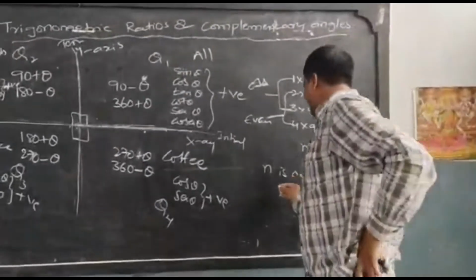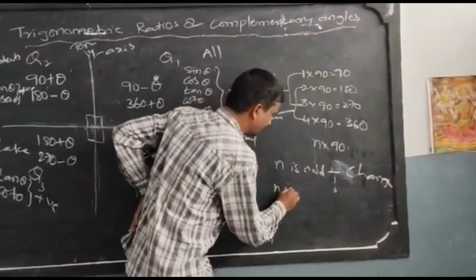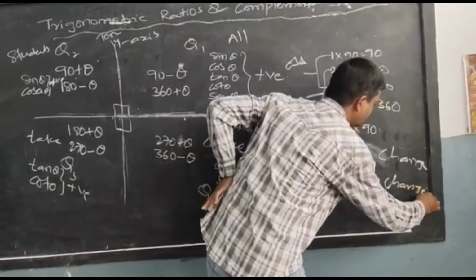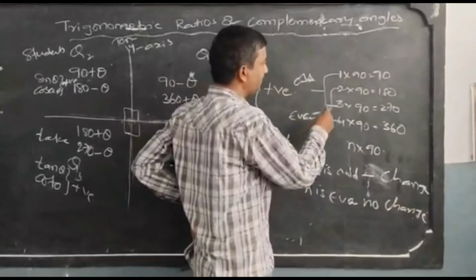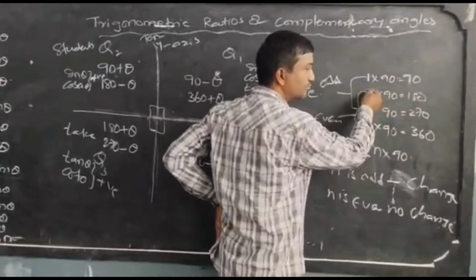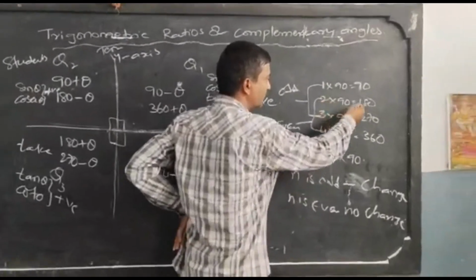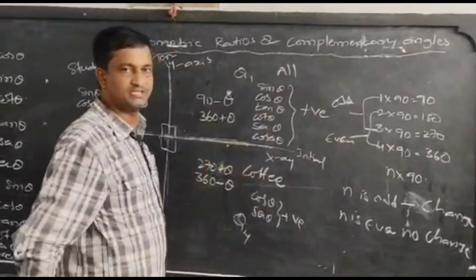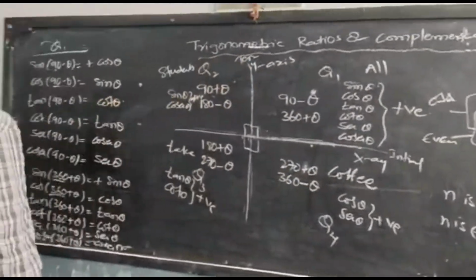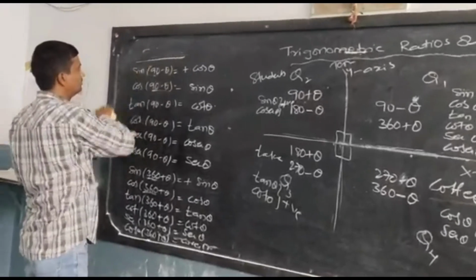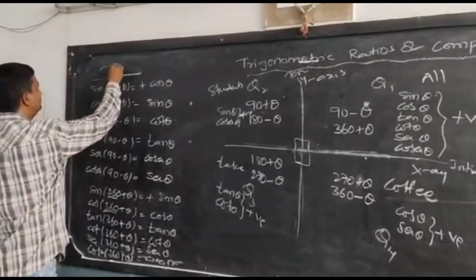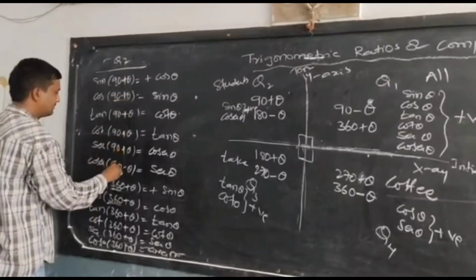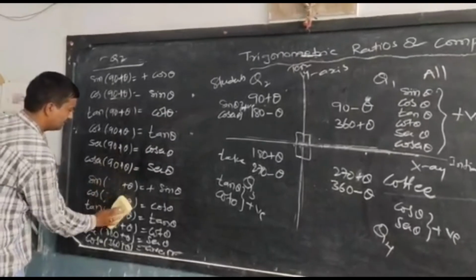Okay, if n is even, there is no change in the ratio. So when is n even? For 180 and 360, the n values 2 and 4 are even. So for 180 and 360, n is even, so there is no change in the ratio. Now we will go for quadrant 2. What are the angles in quadrant 2? 90 plus theta. Right? Here it will change.